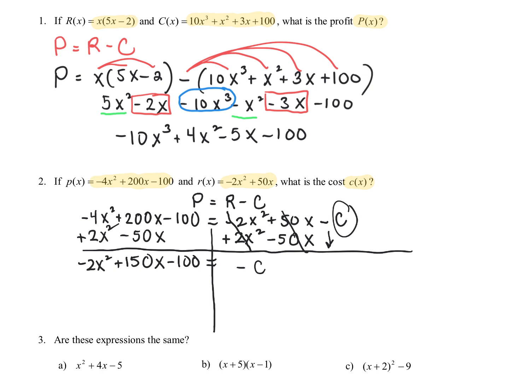I don't want it equal to negative C. I just want it equal to C. So what's really going to happen is I'm going to divide by negative 1 because that will get rid of that negative. When I divide by negative 1 on this side, everything is really just going to change. A negative divided by a negative becomes a positive. We have that positive 150, but because we're dividing by a negative, it changes, and this will change as well. And now I have my final answer.